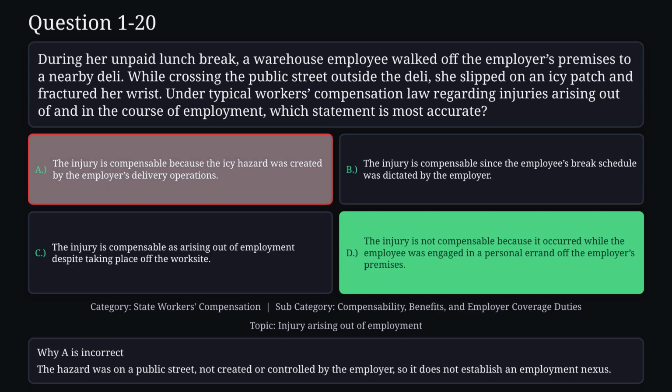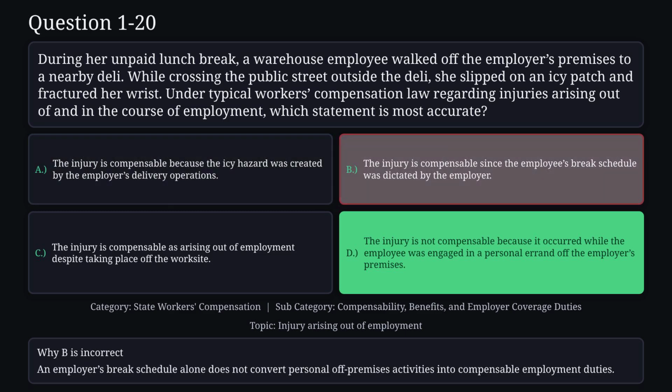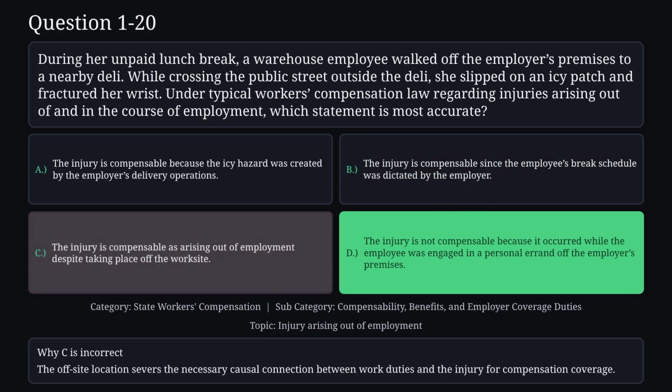Reason A is not correct. The hazard was on a public street, not created or controlled by the employer, so it does not establish an employment nexus. Reason B is not correct. An employer's break schedule alone does not convert personal off-premises activities into compensable employment duties. Reason C is not correct. The off-site location severs the necessary causal connection between work duties and the injury for compensation coverage.